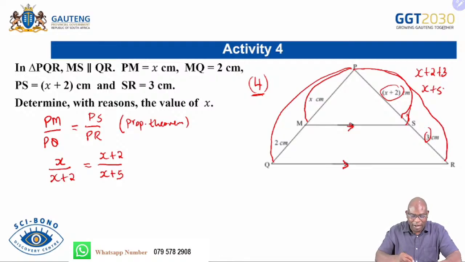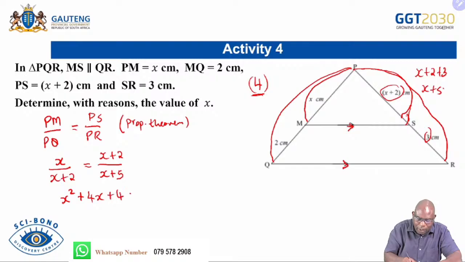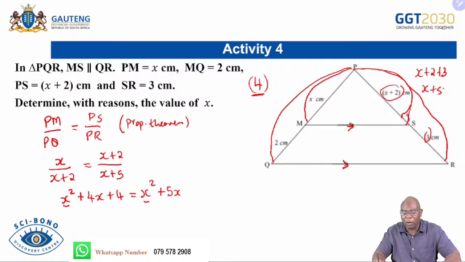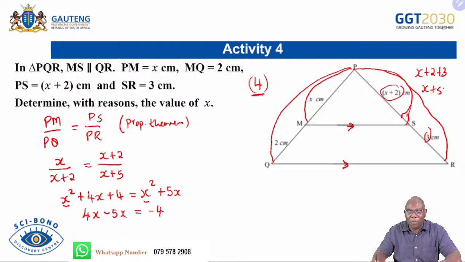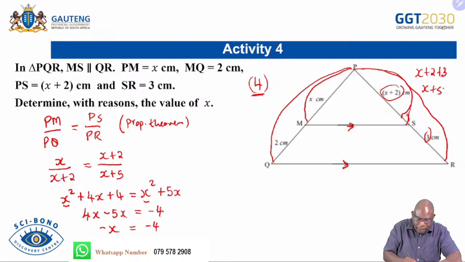Okay, now I'm going to cross multiply. So I'm going to get X squared plus 4X plus 4. When I multiply the other one, then I'm going to get X squared plus 5X. So now the X squared and the X squared will fall out. So I'm now going to get 4X minus 5X, and I take my 4 that side, I'll get a negative 4. I'm going to get negative X equals negative 4. Then the X value is going to be 4. So I've done it that way.